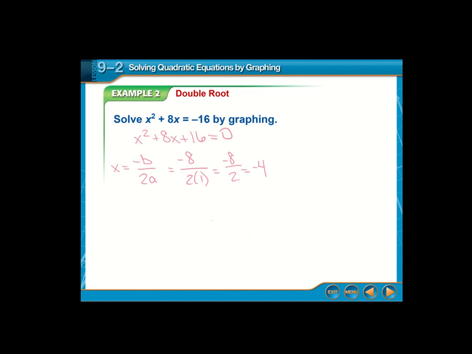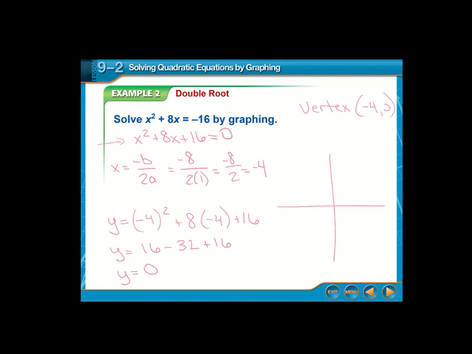So I would say y equals, I'm going to plug this -4 into this function everywhere there's an x. So -4 squared plus 8 times -4 plus 16. When I do that, I would get 16 minus 32 plus 16, and that would give you 0. So your vertex is at -4, 0. So you can go ahead and plot that: 1, 2, 3, 4, 0. And then we know this is a positive parabola. I'm going to put one number on either side to see what's happening.